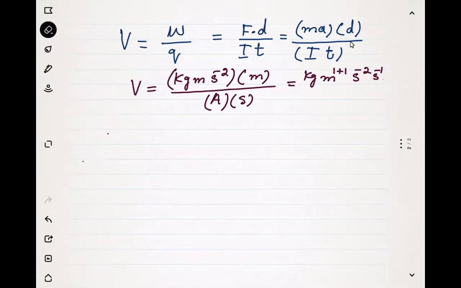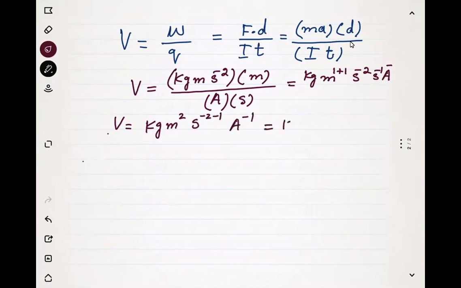So this is the final form of the unit. So finally what we will get for voltage is kilogram meter square, second minus 2 minus 1, ampere minus 1. So we get kilogram meter square, second minus 3, ampere minus 1.